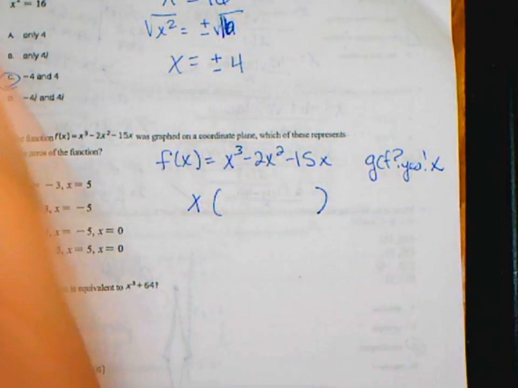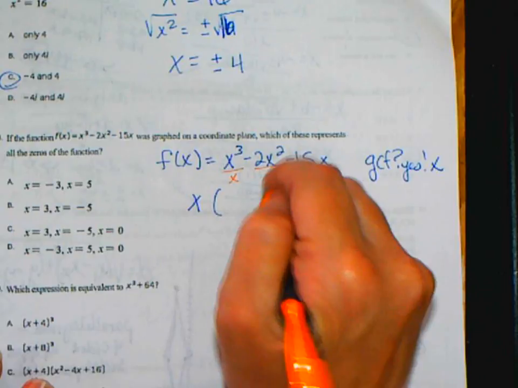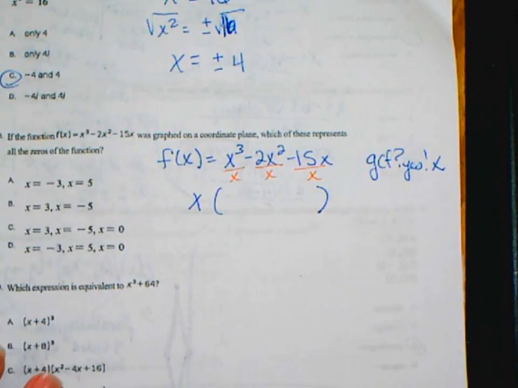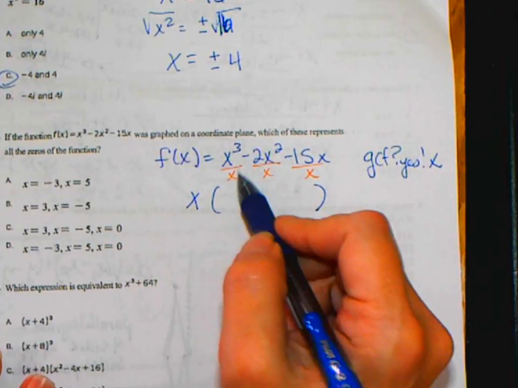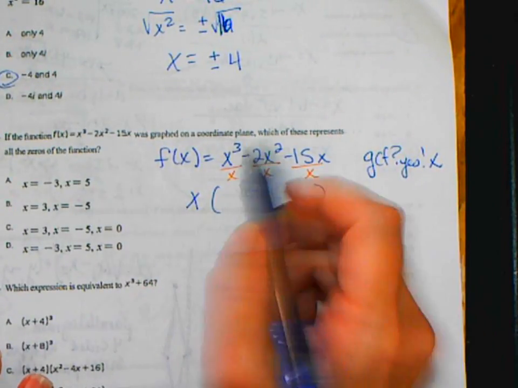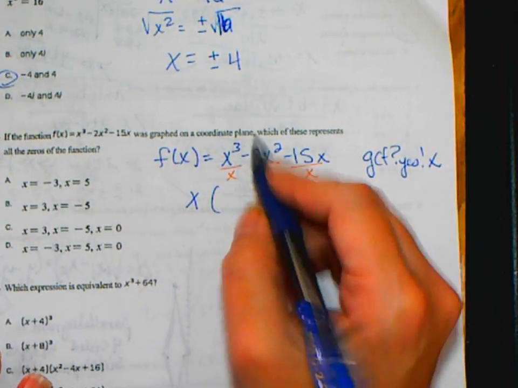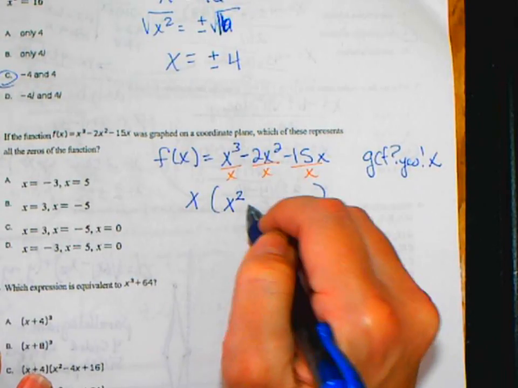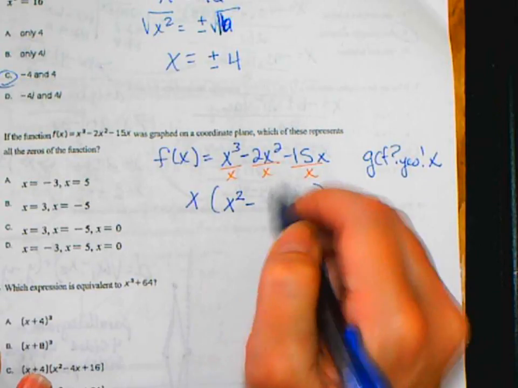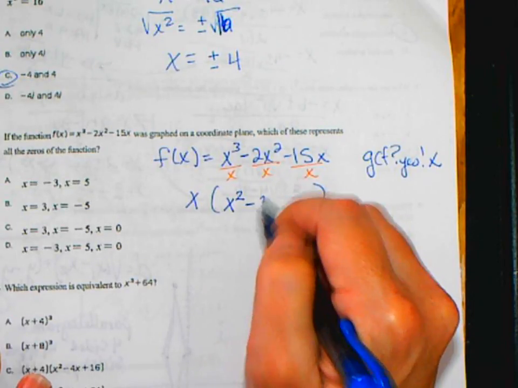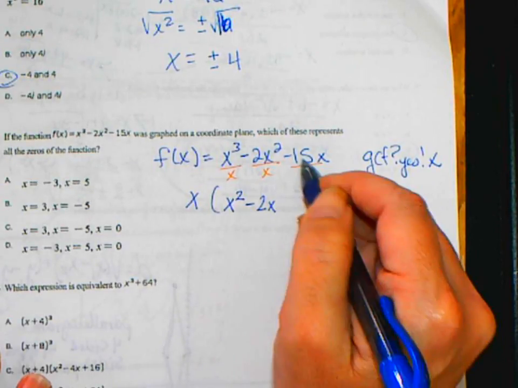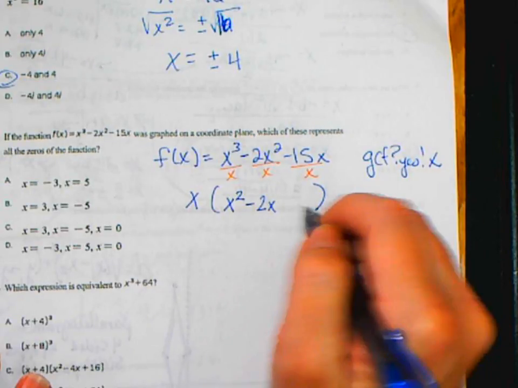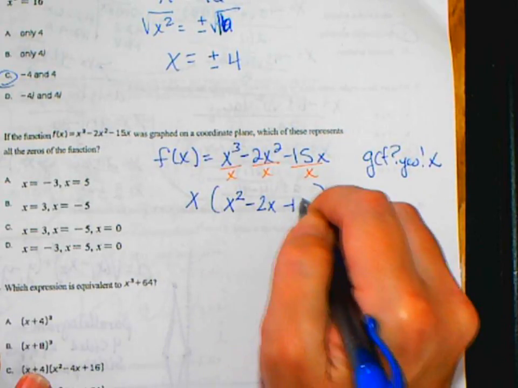Remember, when you factor it out, everything inside the parentheses you get because you divided every term by the GCF. So x cubed divided by x squared, and then a negative divided by positive is a negative. 2x squared divided by x would be 2x, and then negative 15x divided by x is negative 15.